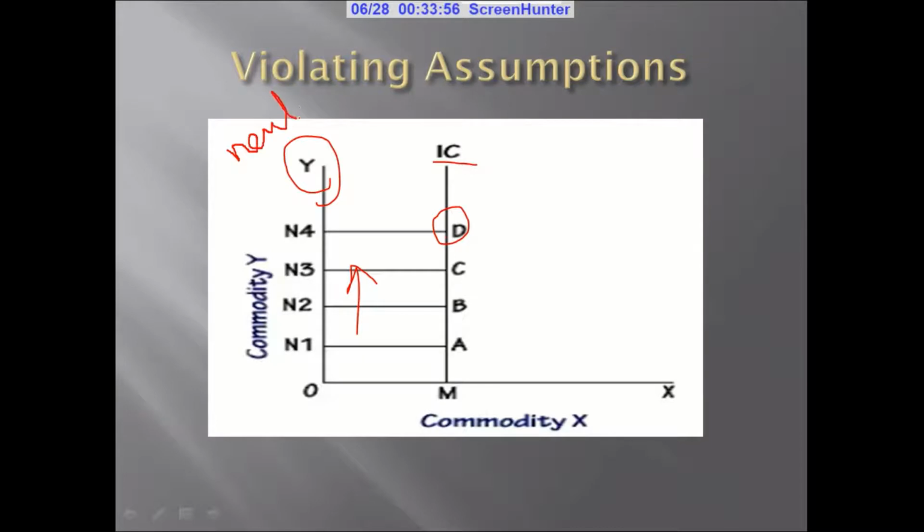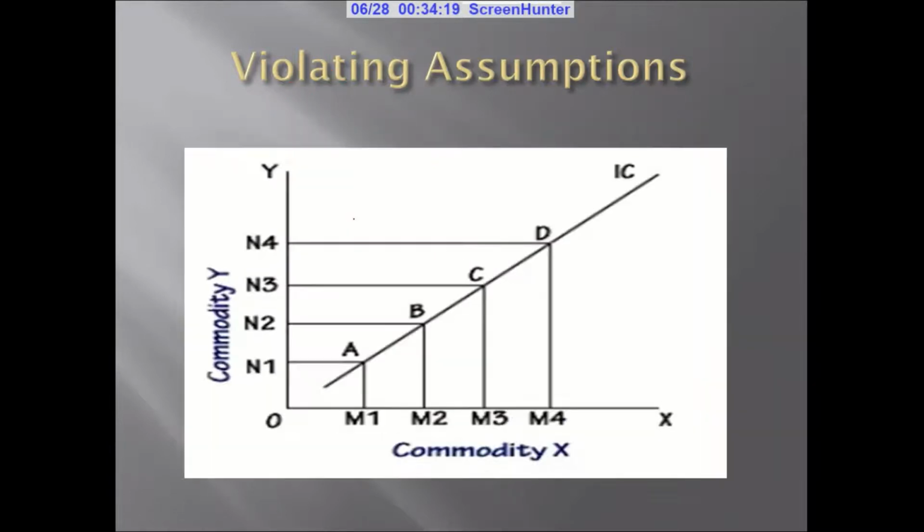In the previous slide, X was a neutral commodity, meaning the marginal utility received from the consumption of X was 0. But in this slide, Y is a neutral commodity. The marginal utility received from the consumption of Y is 0. Therefore, the individual remains on the same indifference curve when they increase the consumption of Y. It's another case. Again, points A, B, C, D are all on the same indifference curve.